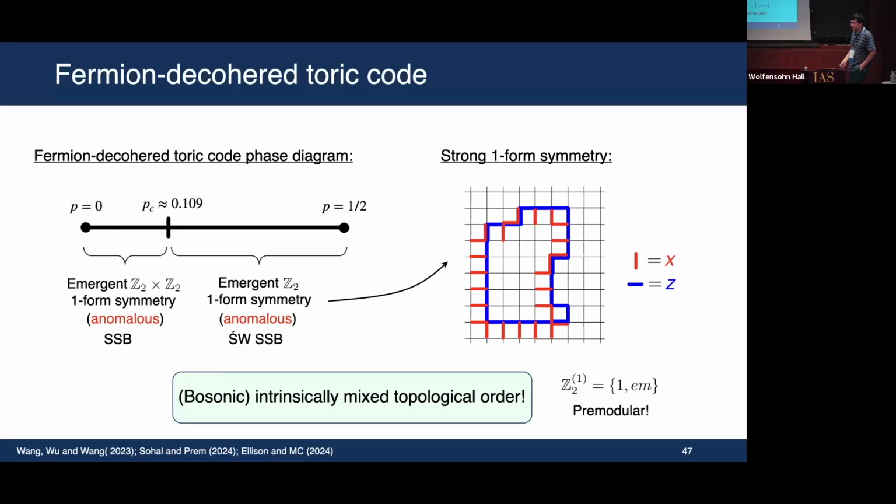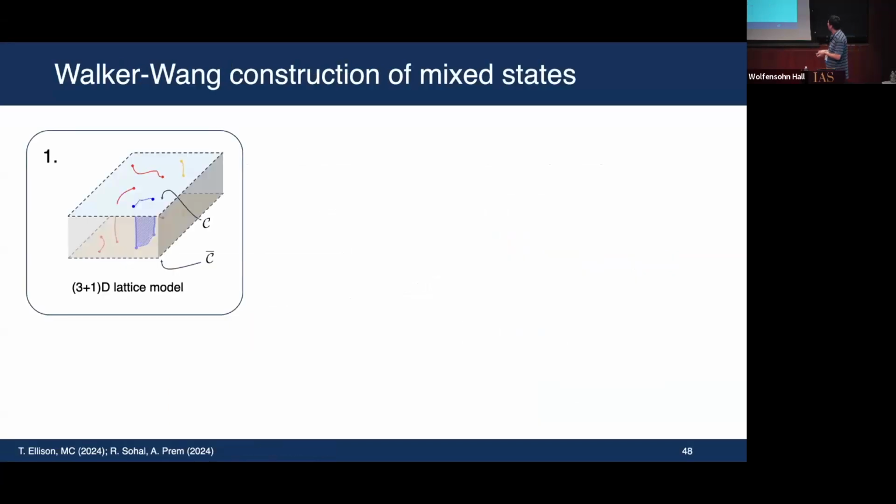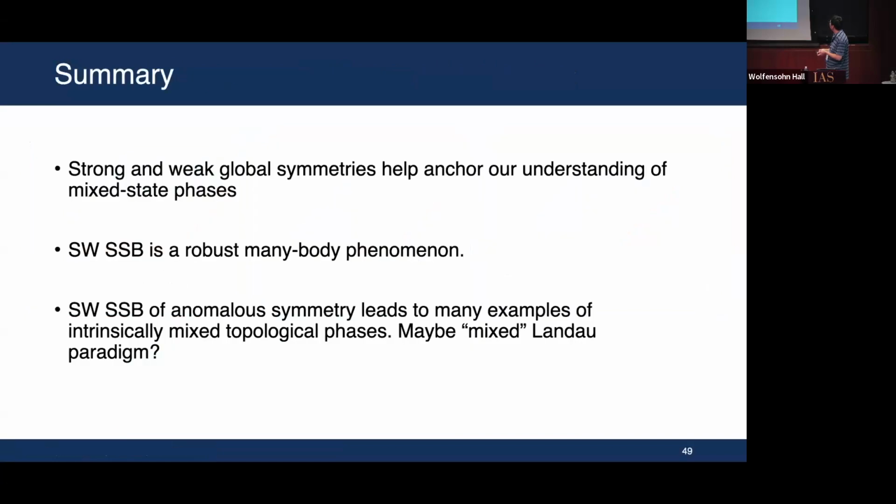Okay. All right. So I think it's time to conclude. I guess I'll just skip this. So here's the summary. Strong and weak symmetries help anchor our understanding of mixed states. And we discussed that strong-to-weak symmetry breaking is a robust many-body phenomenon in mixed states. And if we think about anomalous symmetries, they lead to examples of interesting many-body mixed states, which can be thought of as the analog of topologically ordered states. Okay, so thanks for your attention.